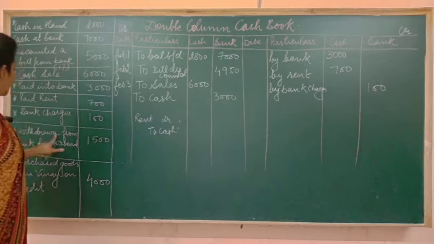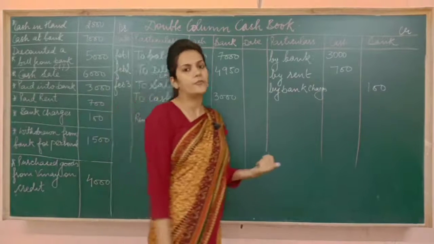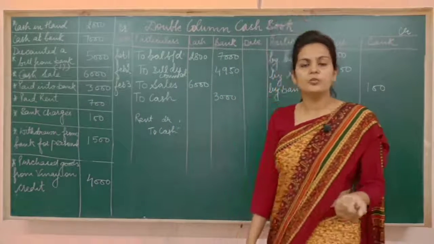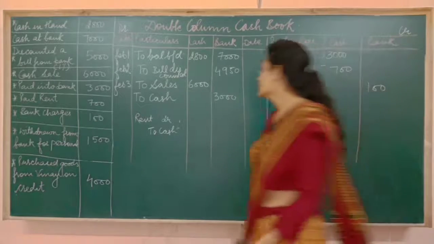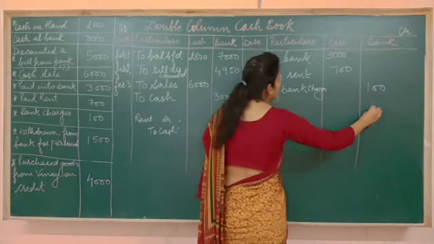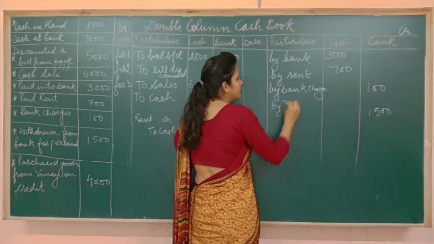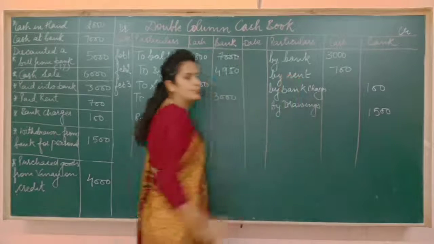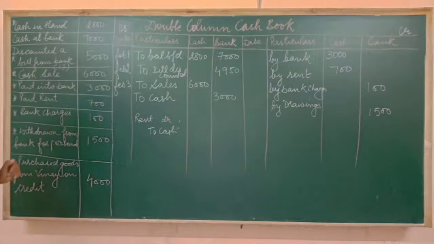Next is withdrawn from bank for personal use. Now you are withdrawing money from the bank for personal use. Entry becomes drawings account debited to bank account. So again in this entry bank account is credited. So you are going to write the transaction on the credit side of bank. Write 1500 on the credit side of bank and bank has been credited because of drawings. So by drawings.